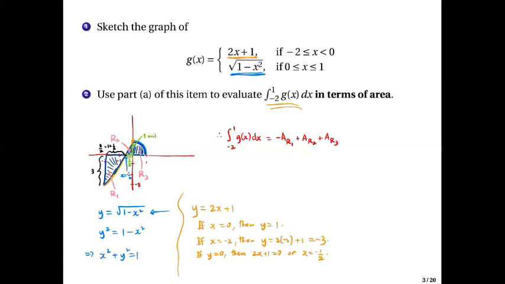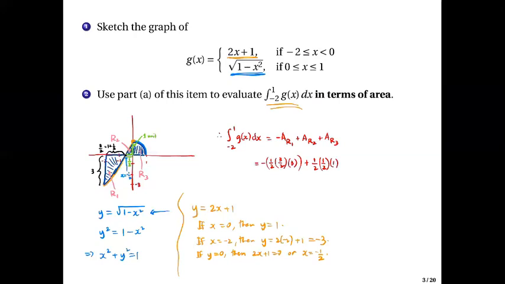Therefore, we will now have negative. For the area of a triangle, it's 1/2 base times height. So we have 1/2 times the base, it's 3 halves, times the height, it's 3. And then plus, for region 2, it's the same, 1/2 base times height. So we have 1/2. The base is 1/2. The height is 1.